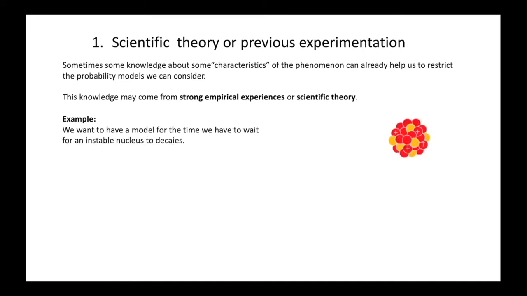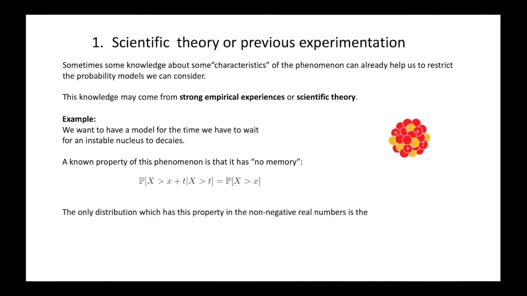Suppose we want to have a model that describes the time we have to wait until an unstable nucleus decays. A known property of this phenomenon is that it has no memory. No matter how much we have waited without seeing it decay, we cannot use this information to help us to predict how much still we have to wait. In mathematical terms, we can say that the probability of X being greater than x plus t, given that X is greater than t, is equal to the probability of X being greater than x. The only distribution with this property in the non-negative real numbers is the exponential distribution.